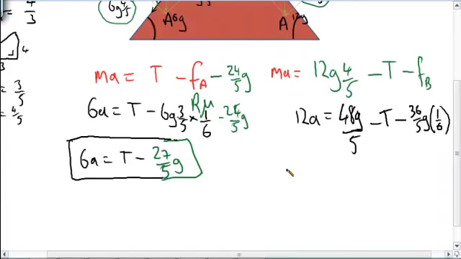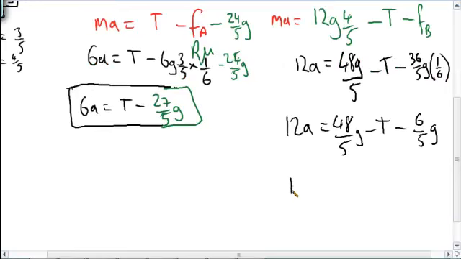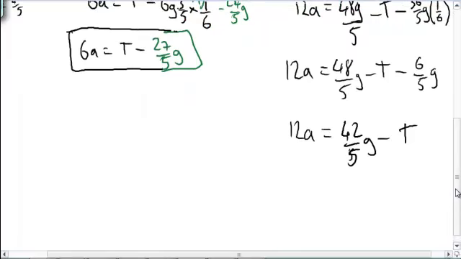So for this one we get 12A is equal to 48 over 5G minus T. The 6 is cancelled there, and we have minus 6 over 5G. So we get 12A is equal to 48 over 5G minus, well, I can take that 6 from the 48, so this component here and that component there will give us 42 over 5G minus T. Okay, so now it's just a matter of substituting in, to work out T and A in terms of G.